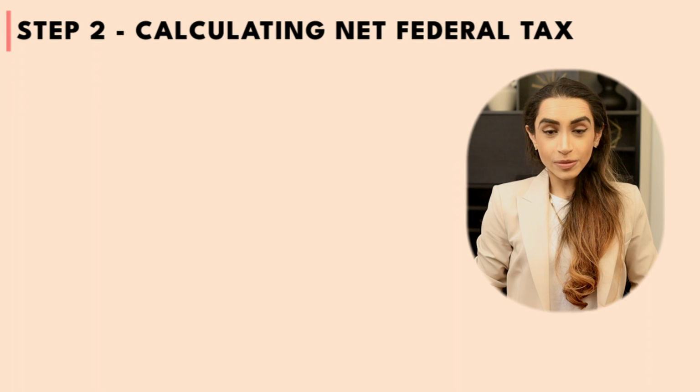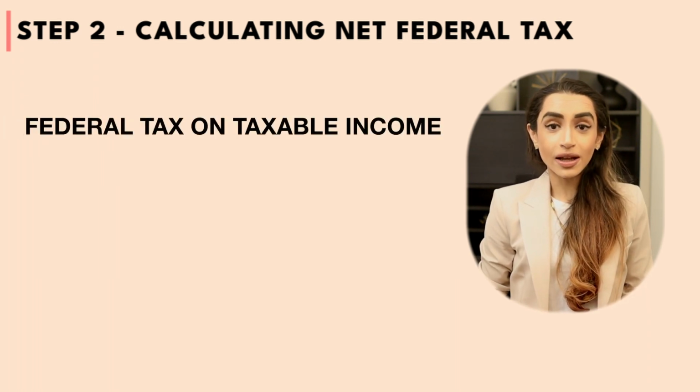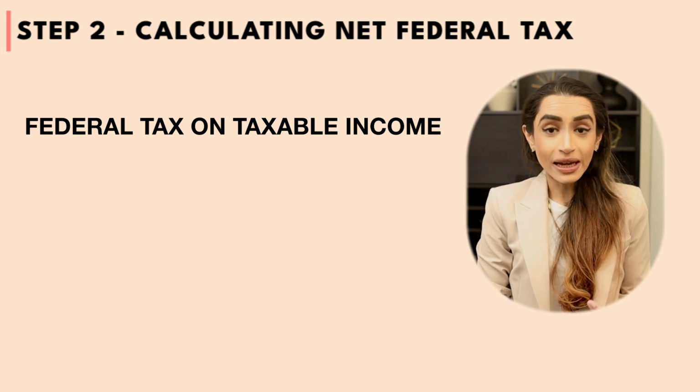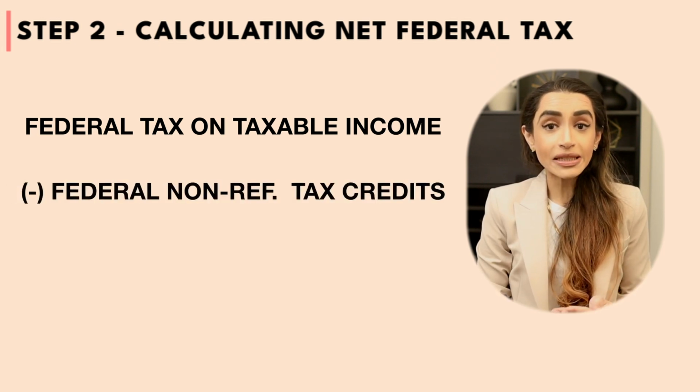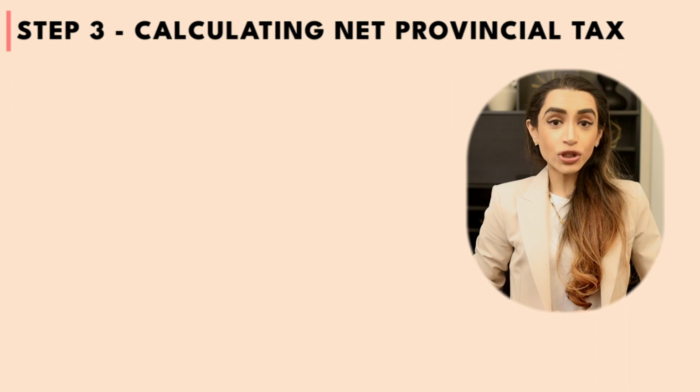Step 2, calculating net federal tax. Once you have your taxable income, federal tax is calculated on this taxable income using federal tax brackets. If you don't know what tax brackets are, I have linked videos that will explain this to you. Then from this federal tax, any federal non-refundable tax credits that you can claim are deducted to arrive at your net federal tax.